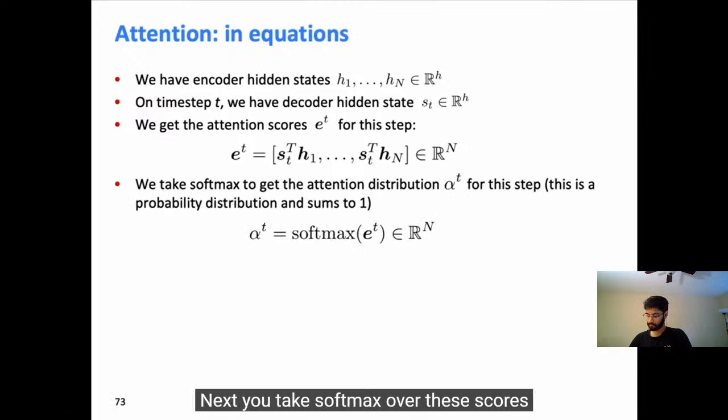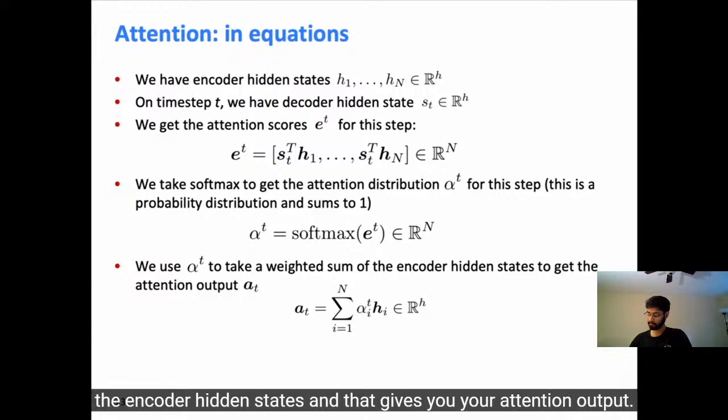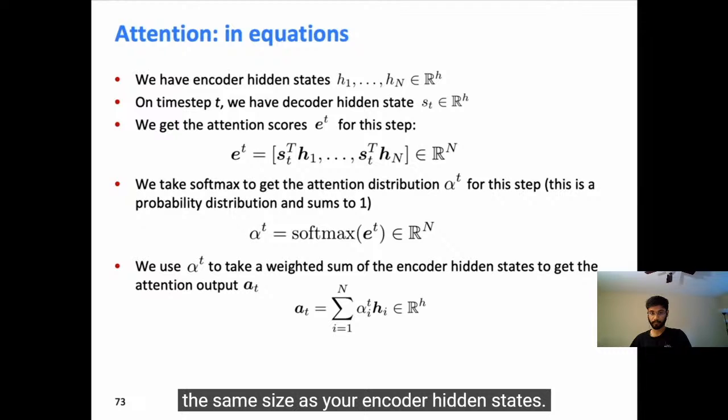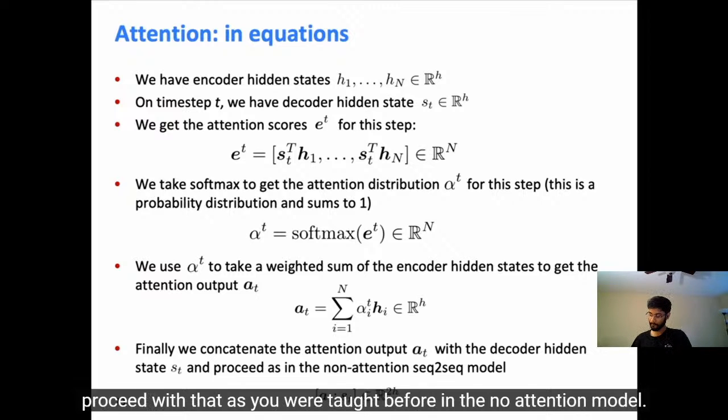Next, you take softmax over these scores to get attention distribution that sums up to 1, and we call that alpha. And then you use alpha to take a weighted sum of the encoder hidden states, and that gives you your attention output. So the attention output, which we call a, is a vector that's the same size as your encoder hidden states. Lastly, you take your attention output a, and then you concatenate it with your decoder hidden state, and then proceed with that as you would have before in the no attention model.